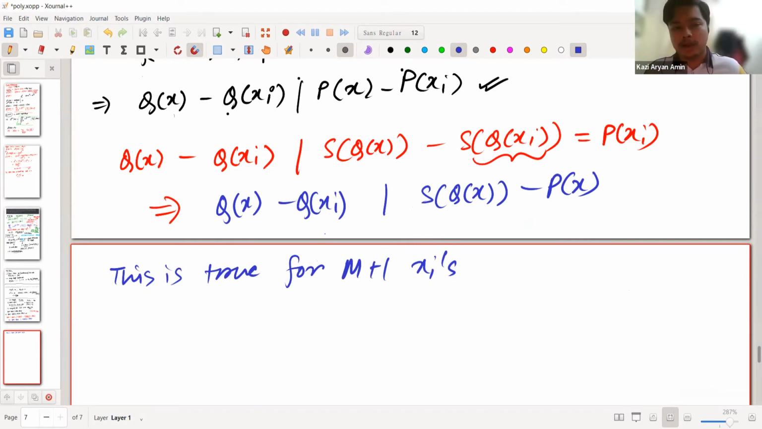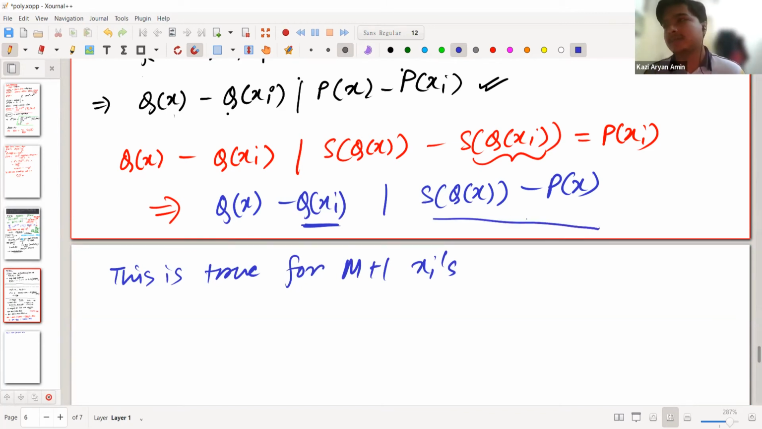But also note that if the q of xi's were different, so every q of xi is a constant term, right? If these constant terms were different, we could have a lot of factors for this polynomial s of q of x minus p of x, and this is something we actually want in the long run, right?